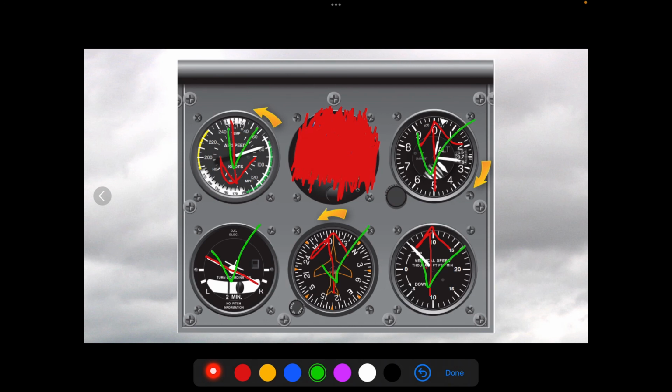So we don't have any system-wide errors like a vacuum system error or a pitot-static system error. We just have this tumble error from our attitude indicator, but the other instruments we can trust and we can diagnose that we're in a nose high bank to the right and we can correct accordingly.